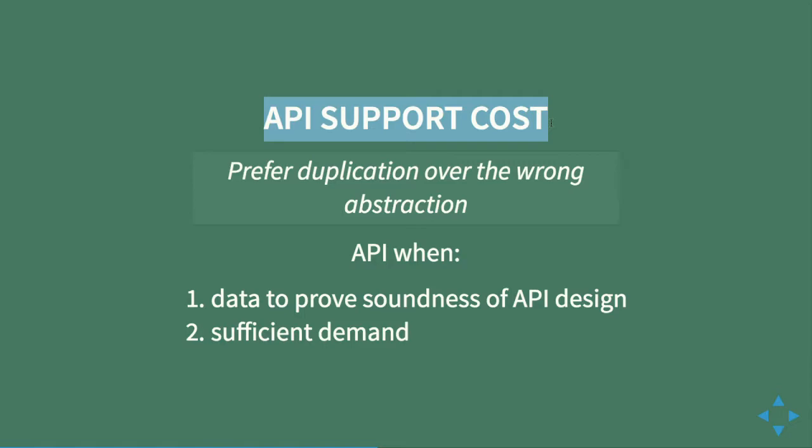What we very often do is we want to have an abstraction for everything so that you can cleanly, elegantly, with minimal code, do things differently. Well, many other projects prefer duplication instead, because that removes the cost of maintaining and supporting a new abstraction, a new API. I think it would be better if we would only add an API when we have the data to prove the soundness and when there is sufficient demand.